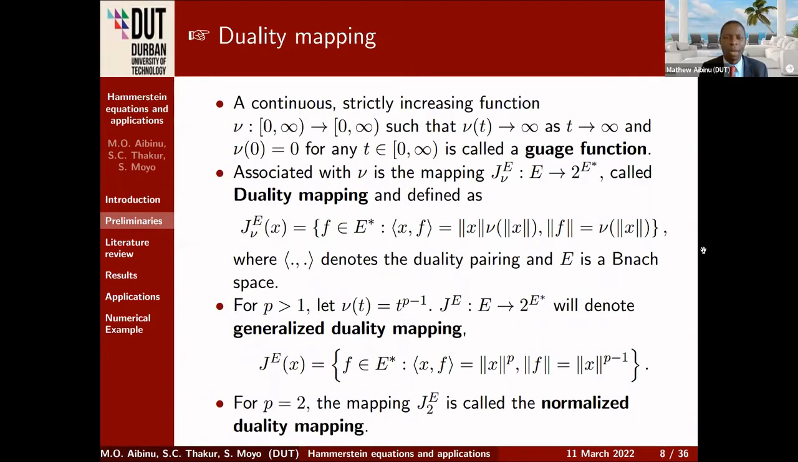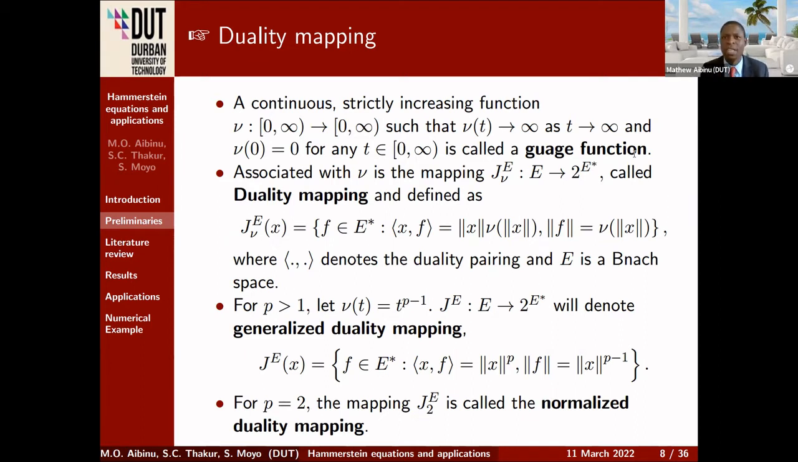Let's talk about duality mapping, because we shall be making use of it in this study. A continuous, strictly increasing function nu, which is such that nu of t goes to infinity as t goes to infinity, and nu of 0 is equal to 0, for t in [0, infinity), is called a gauge function.